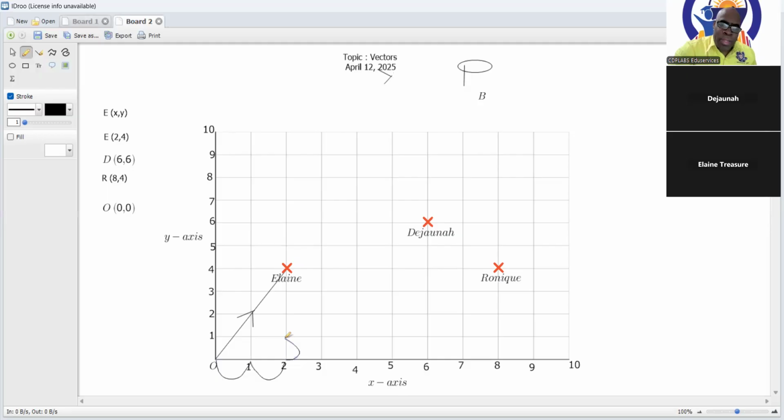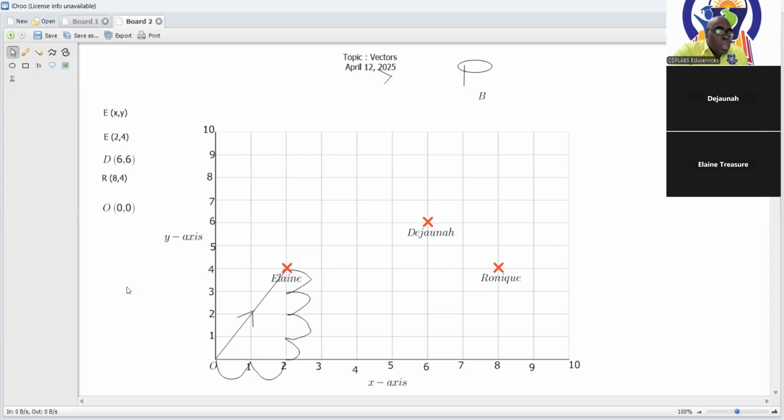We count: 1, 2, 3, 4. Good. So that's the vector, using the graph. That's the vector using the graph.